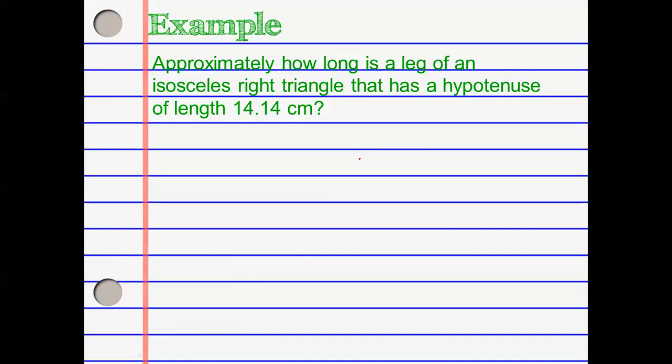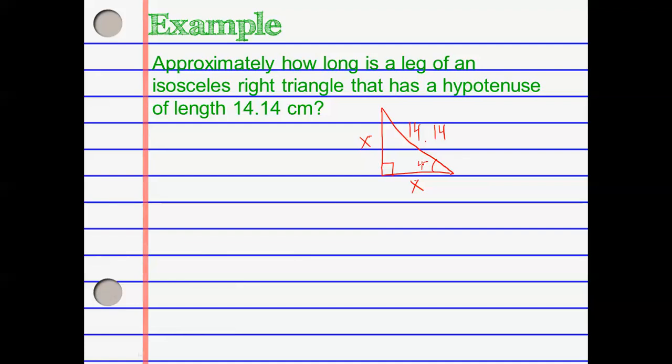This says approximately how long is the leg of an isosceles right triangle that has a hypotenuse length of 14.14 centimeters. Okay, so let's draw a picture here. So we have the hypotenuse, 14.14, and then we have these two x's because we don't know. So we just want to know what is the length of one of the legs.